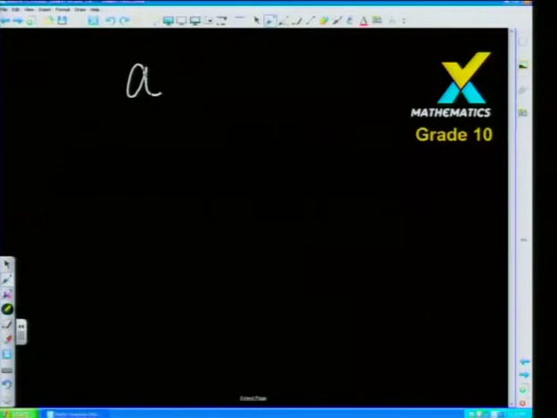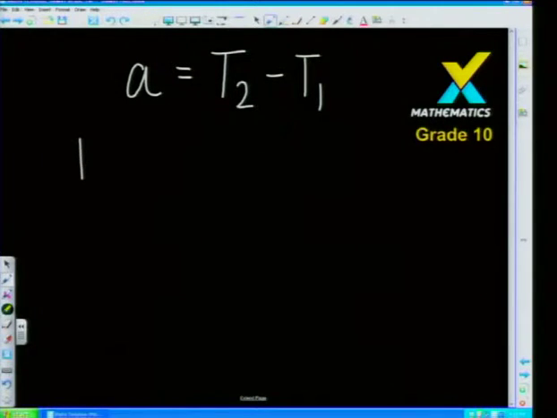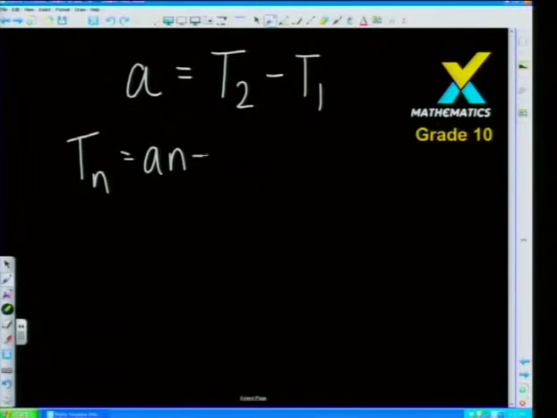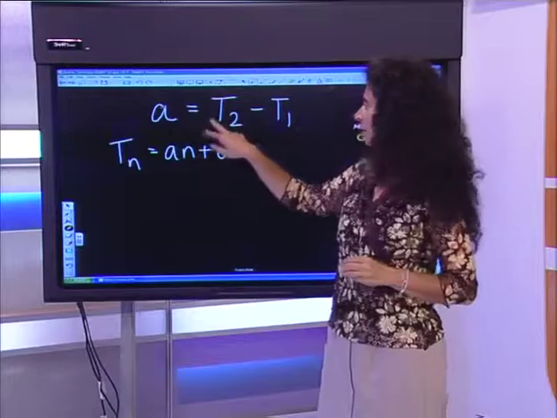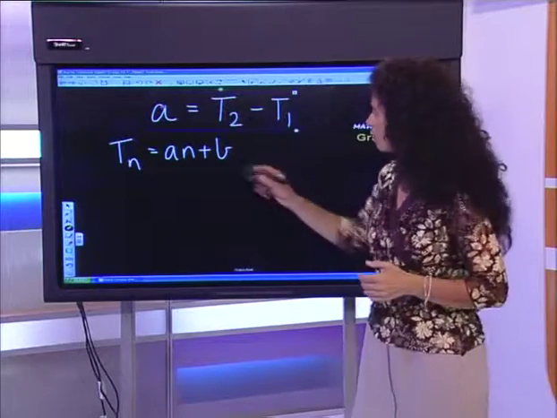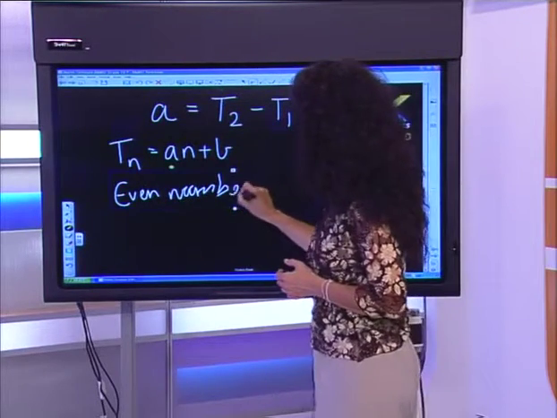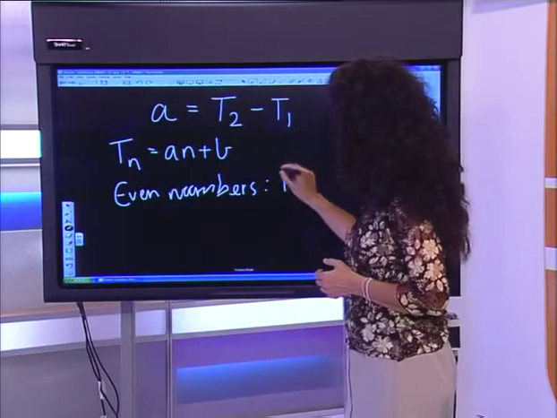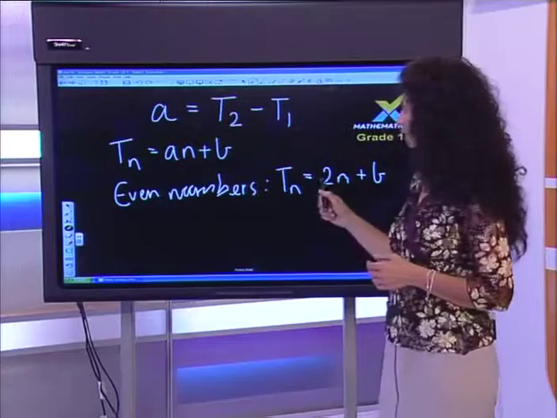So if we carry on, our a value is always going to be the difference between T2 and T1. So remember when we said the general term, Tn equals an plus b, we now are saying that to get your coefficient of that general term, all you need to do is take the difference between T2 and T1, which in the even numbers, the difference between 2 and 4 is just 2. So therefore, for even numbers, my Tn is going to equal 2n plus b. So I'm getting rid of the a, I'm getting rid of the b.